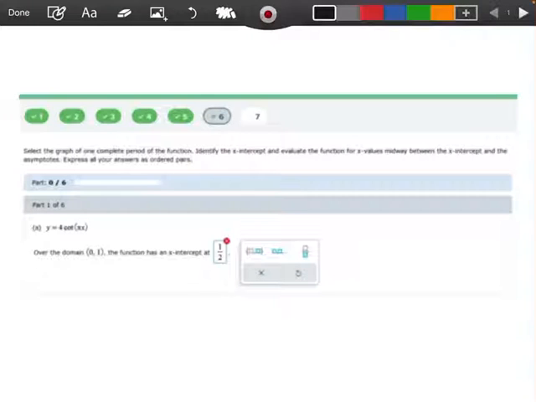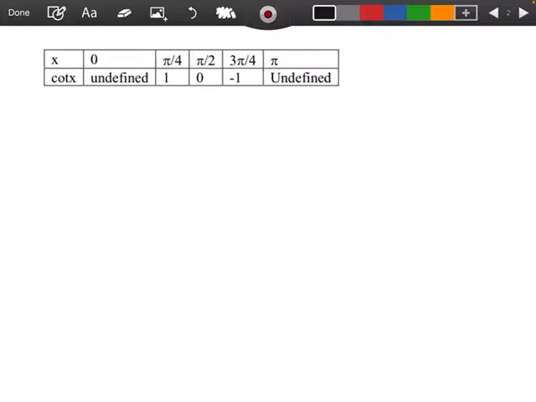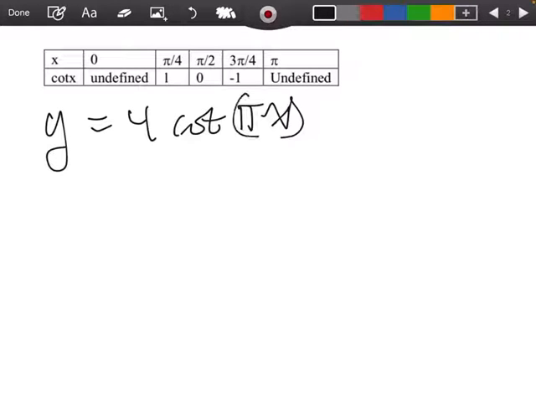All right, so guys, this is number 6 out of section 4.6, and it says sketch the graph over one complete period of the function, identify the x-intercept, evaluate the function for x values midway between the x-intercept and asymptotes. And it says express all your answers as ordered pairs. So here is our equation, y equals 4 cotangent of pi x.